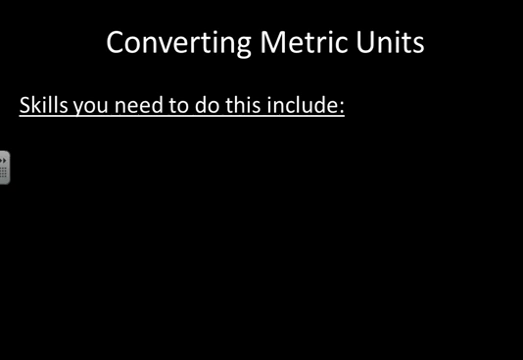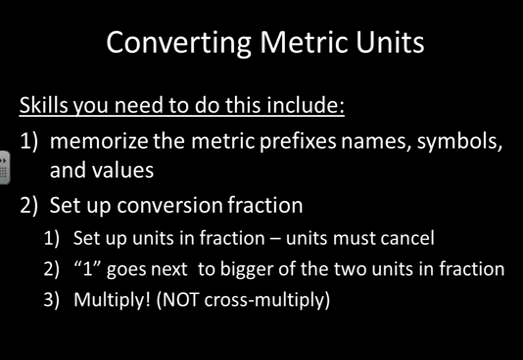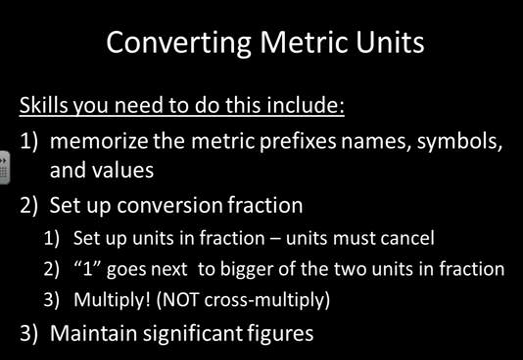So converting metric units, these are the skills you'll need to do this. You're going to need to memorize the metric prefixes, names, symbols, and values, the ones I gave you in the PowerPoint earlier. You'll then need to set up a conversion fraction. You'll set up the units in the fraction. The units must cancel. The number 1 goes next to the bigger of the 2 units in the fraction. And then you'll multiply across the numerator, and you'll divide by everything that's in the denominator. This is not cross multiplication. You must also maintain significant figures, and your final calculated answer must match the number of significant figures in your original measurement.